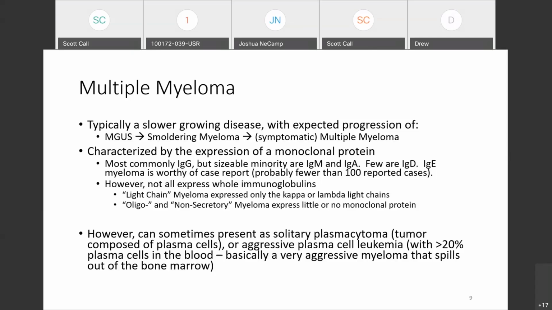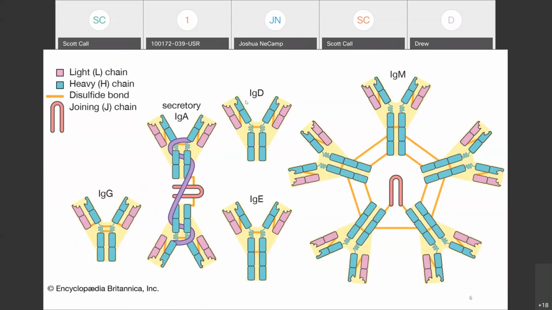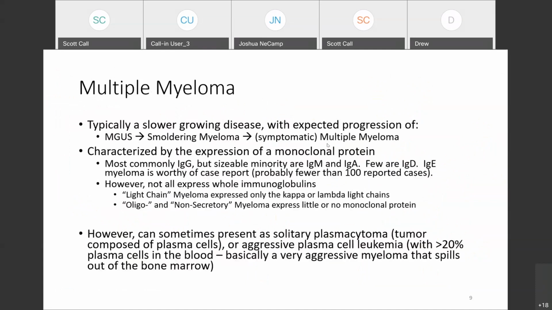Now, that being said, not all myelomas make immunoglobulins, or at least make whole immunoglobulins. So there is such a thing as light chain myeloma, in which the plasma cell is really only making kappa or lambda light chains. If I go back a couple slides, just to remind you, looking at this IgG here, this part right here, what you see in pink, that's the light chain. So remember, there are 2 light chains, and then there are 2 heavy chains, the greenish blue area, that combine in order to make an immunoglobulin. So there is light chain myeloma that is just making the light chains instead of the whole immunoglobulin.